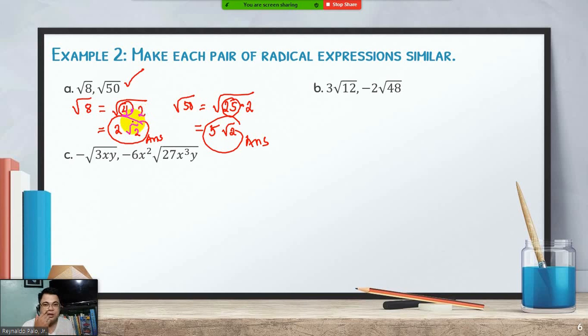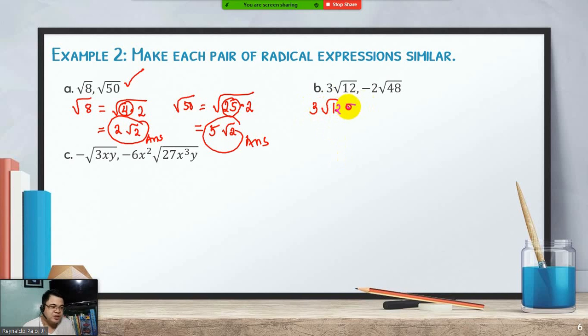Next, letter B. We have 3 square root of 12 minus 2 square root of 48. As you can see, they are still not similar because of the radicals square root of 12 and square root of 48. So therefore, we have to simplify the two radicals. First, let's start with 3 square root of 12.